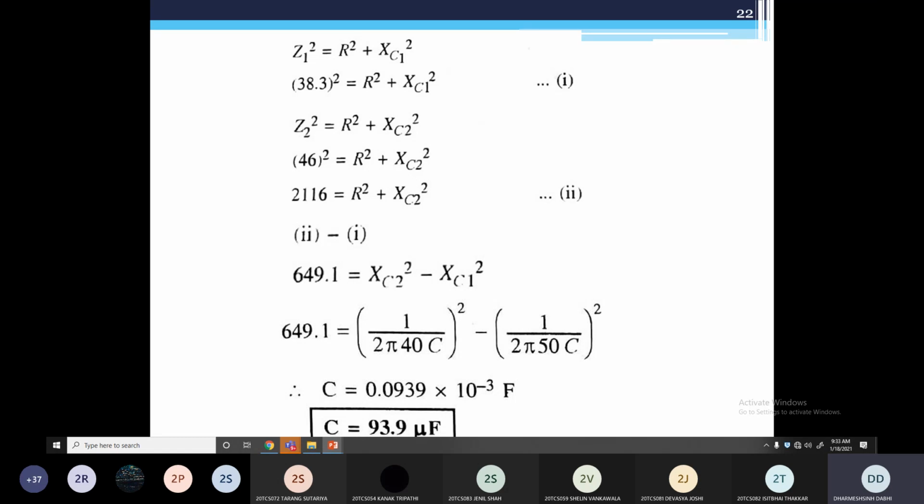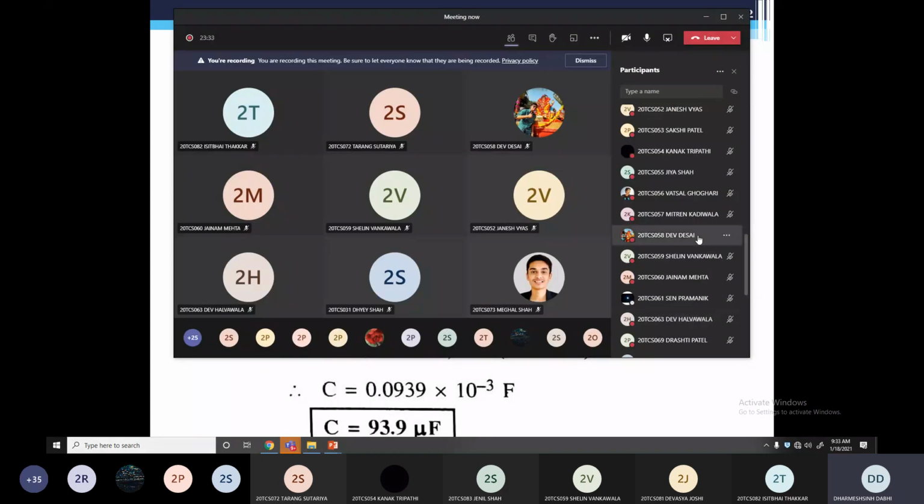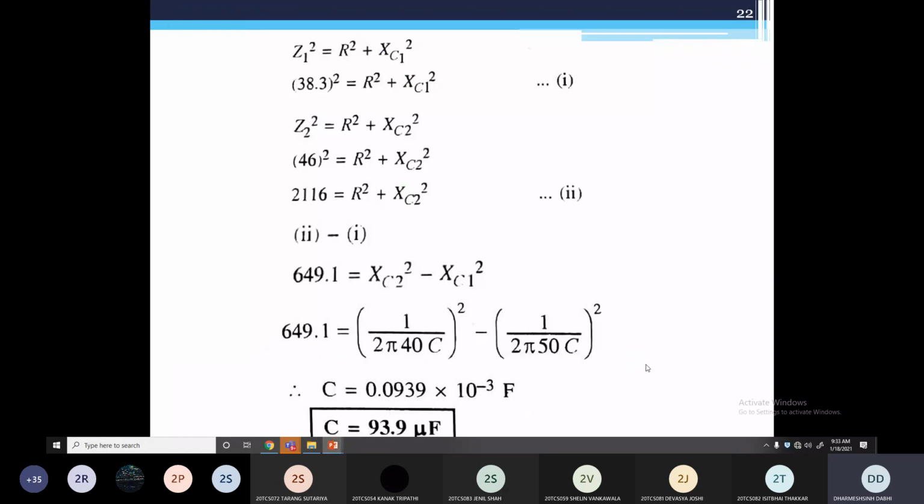After calculating this, now calculate the value of resistance, because we want to calculate R and XC. We already calculated C, so now remaining is R. Give the answer of what is the value of R, resistance. All of you calculate the value of R. Roll number 71, give me the answer of value of R. So how much is the value? Please give me the answer.